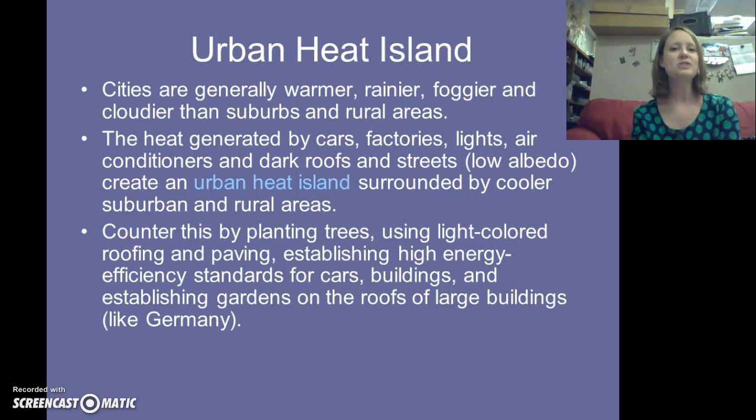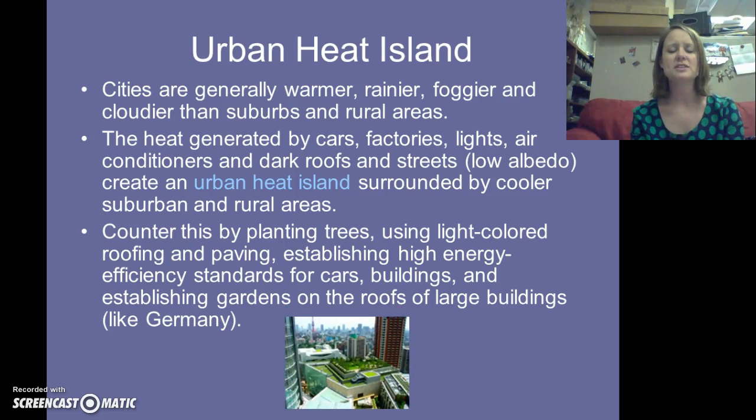Some of the things that we can do to counter that: planting trees and vegetation, using different materials to pave the roads and different materials on the roof so they're lighter in color. So if we can increase the albedo, then we're going to reflect more of that heat and lower the temperature. And then once again, we keep coming back to increasing energy efficiency for both cars and buildings.